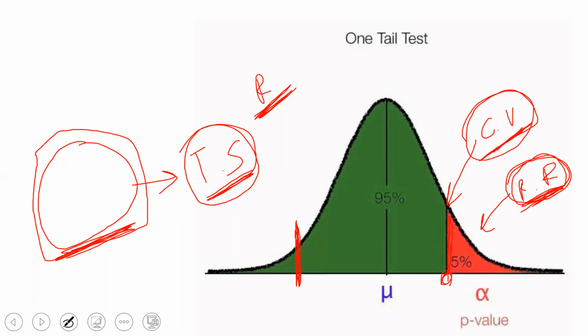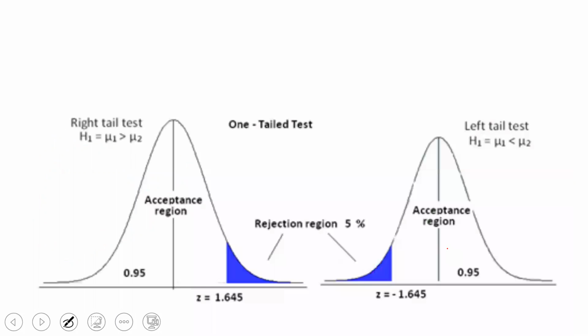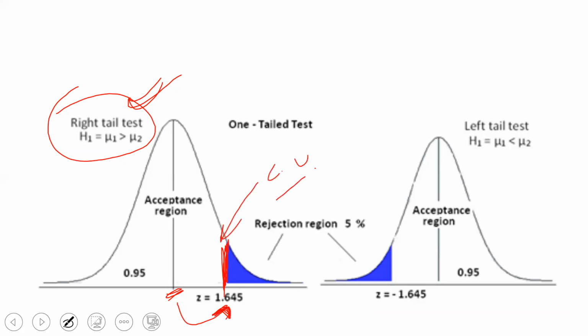In a one tail test, we have only one critical value. This is known as a right tail test. If my critical value is greater than my mean, then I will say that it is a right tail test; otherwise I will say that it is a left tail test.